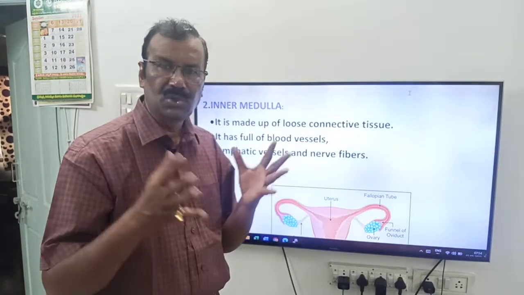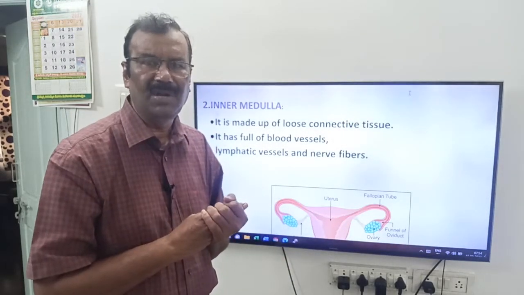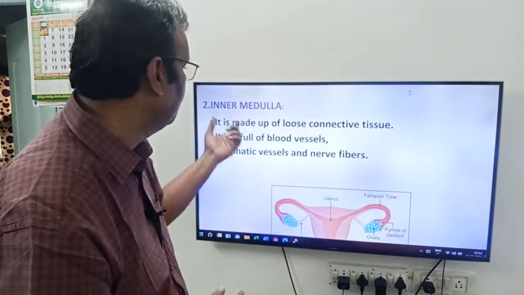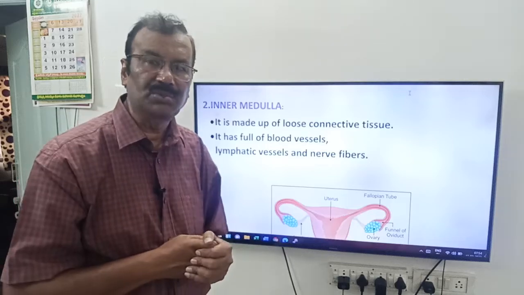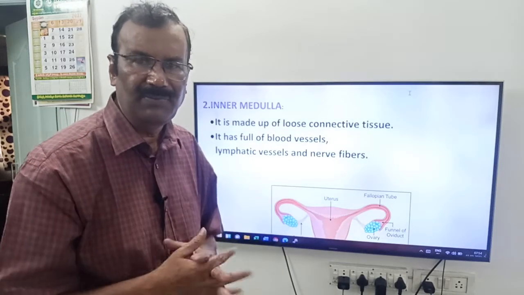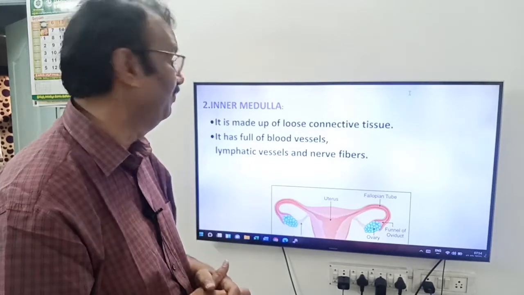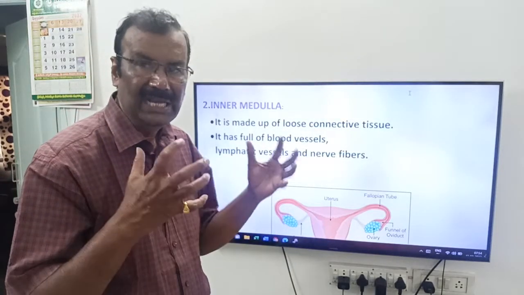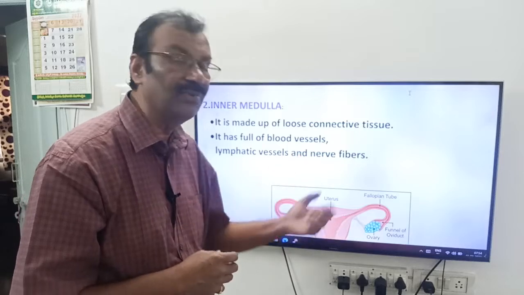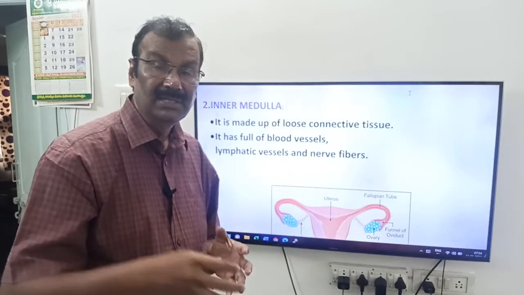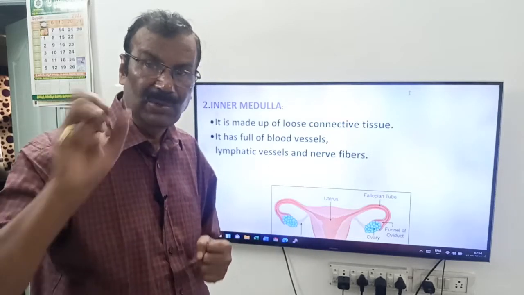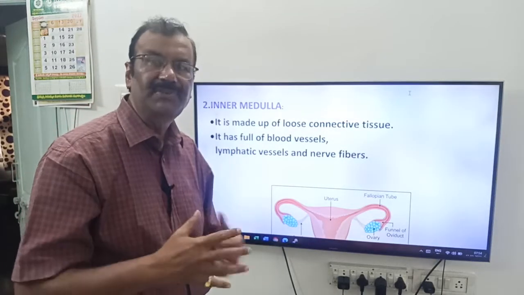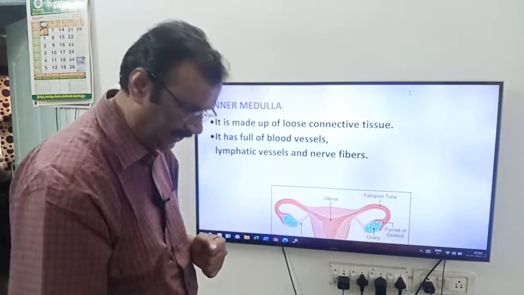The inner part of the stroma is called the medulla, friends. The outer part is called the cortex, and the inner one is called the medulla. This medulla is made up of what, friends? Loose connective tissue. It is full of blood vessels, lymph vessels and nerve fibers. See friends, the inner part of the stroma is called the medulla.